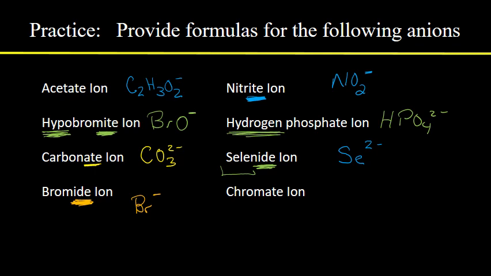And then we're just left with chromate. Chromate is just one of the ones on that list of polyatomic ions to memorize, and chromate is CrO4 2 minus. Wonderful. All right, make sure you practice those. Well, let me go on to the next page. So we'll just wrap this up.